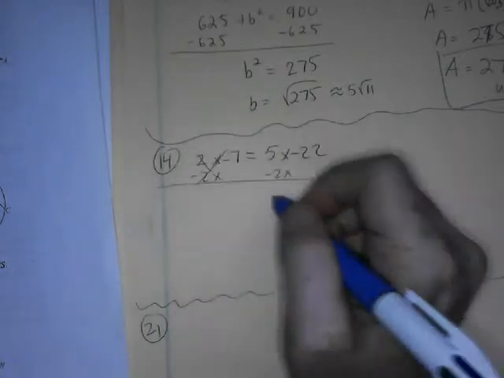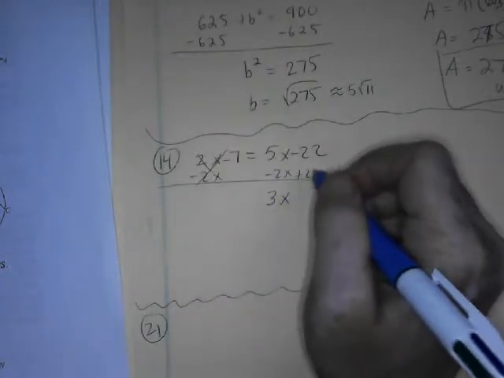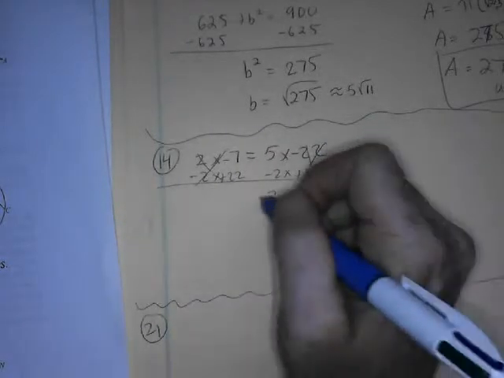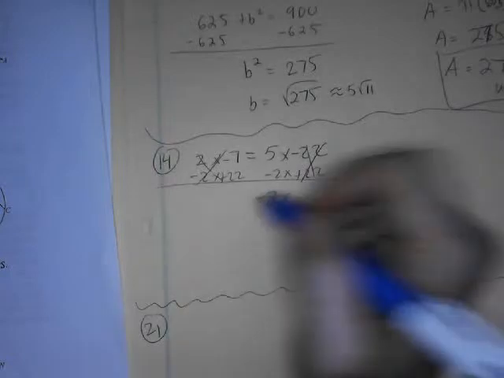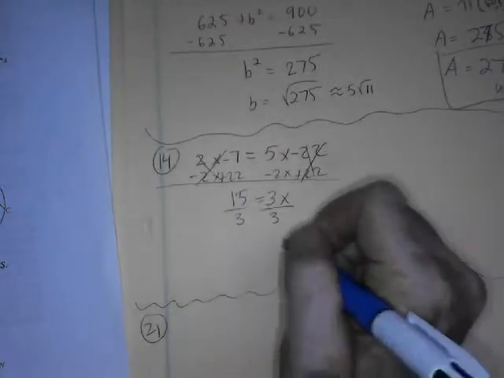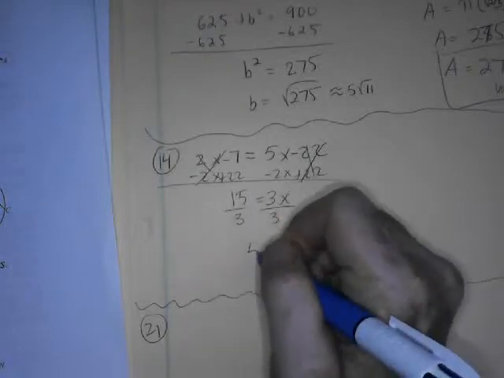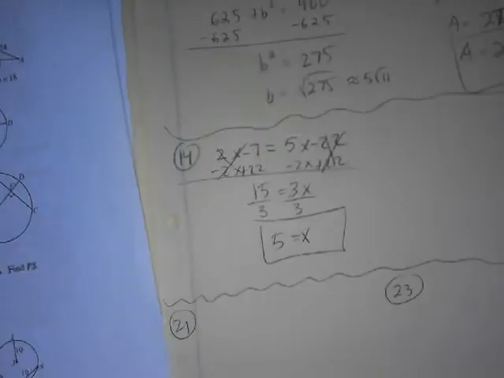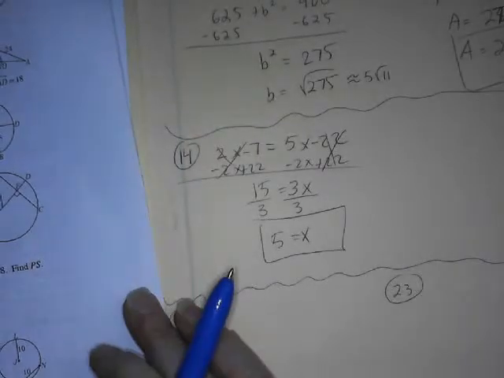And then you're going to get that, and then divide by 3, x equals 5. Okay? So there's some problems like that. You're going to have to use a lot of different things that you know about triangles to be able to solve these. You have to be clever.